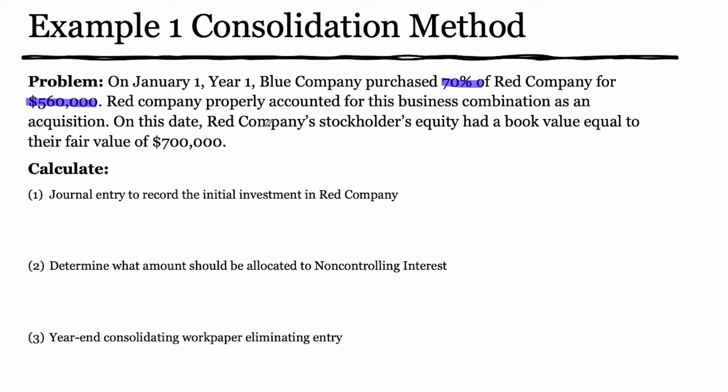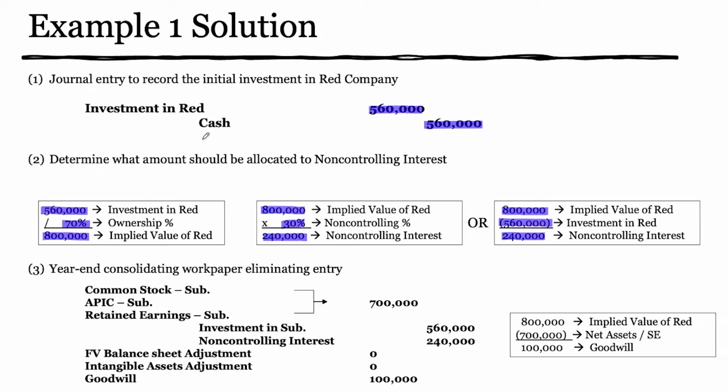And in the problem, it also gives us that Red Company stockholders' equity had a book value equal to their fair value of $700,000. Now, whenever you see a number associated with the book value of, say, the subsidiary stockholders' equity, or sometimes they may give you the subsidiary's net assets, we're going to want to associate that number with the subsidiary's common stock, additional paid-in capital, and retained earnings accounts. So as we know from the previous slide when reviewing the journal entries, that's the first thing we're going to want to eliminate when consolidating.